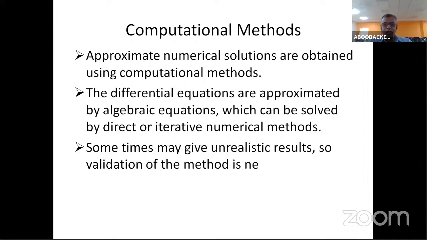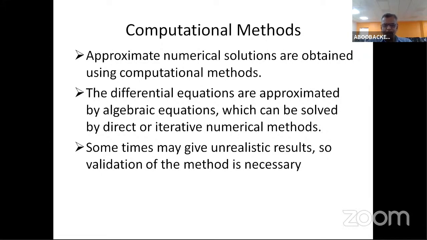Also, computational methods sometimes give unrealistic results. So validation of the method is very important. We may formulate an equation, convert it into some algebraic equation, and get some solutions. But the solution may sometimes be totally absurd or spurious, and very far beyond the realistic values. So we need validation, at least in some regions or at selected points, so that the solution we have obtained gives realistic results. So with all the computational methods, validation is also important.